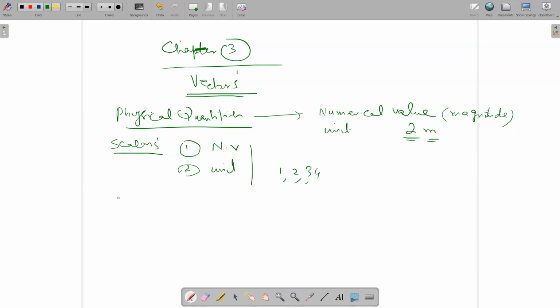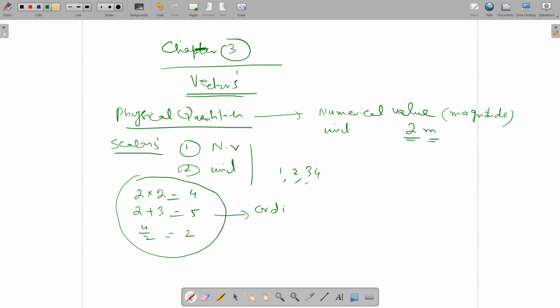And scalar multiplication, scalar addition, or scalar division or subtraction, you know very well, and you can do this job with ordinary algebra. So you can multiply 2 by 2 is equal to 4, or 2 plus 3 is equal to 5, and 4 divided by 2 is equal to 2. So you know this very well, and this is ordinary algebra. Ordinary algebra means the algebra which you have already studied in class 2, 3, 4, 5, 6, like this one.